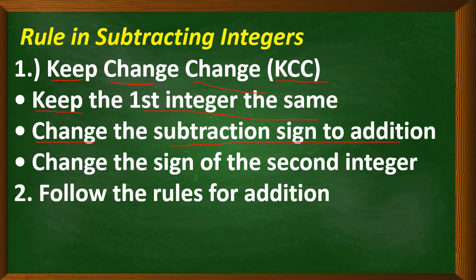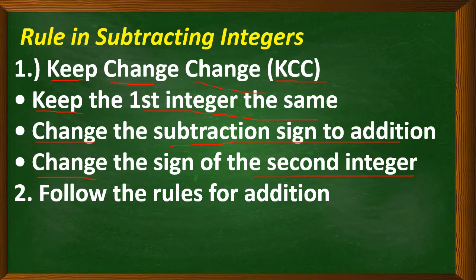The second change: change the sign of the second integer. Meaning we have to change the sign of the subtrahend. If it is positive, it will become negative. And if it is negative, it will become positive. And follow the rules for addition.